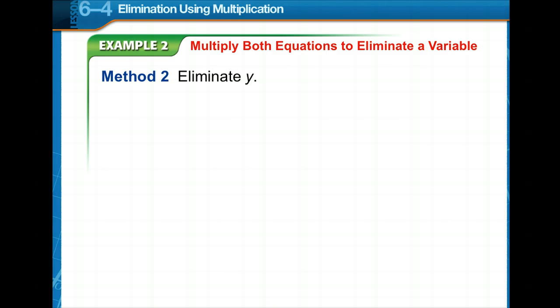Now, this time we're going to look at the same system of equations, but this time we're going to eliminate y.